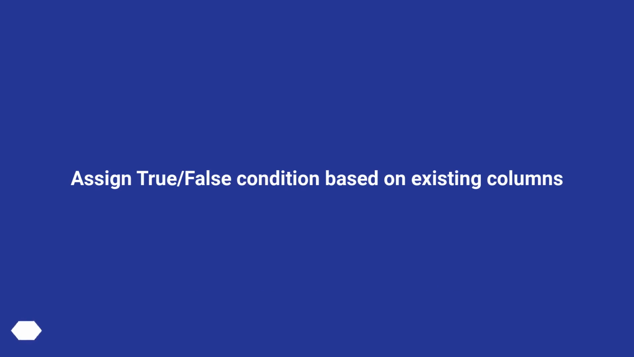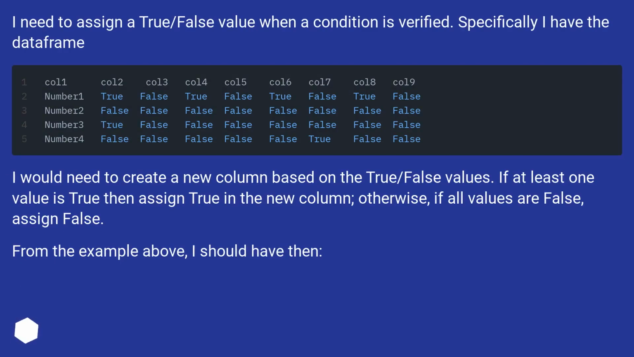Assign true/false condition based on existing columns. I need to assign a true/false value when a condition is verified. Specifically, I have the data frame.